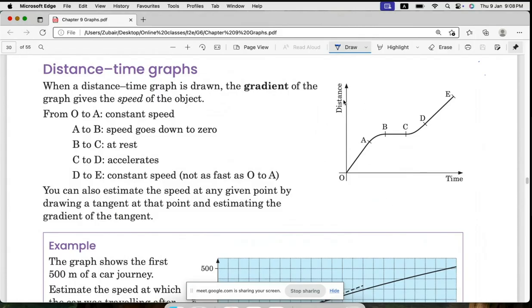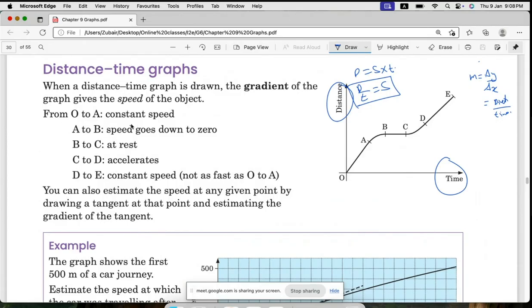So basically, gradient will give us y over x. So gradient is change in y over change in x. So for now, we have distance on y-axis and time on x-axis. And we know distance is equal to speed into time. So see, distance divided by time is actually speed. That is why gradient is giving us speed.